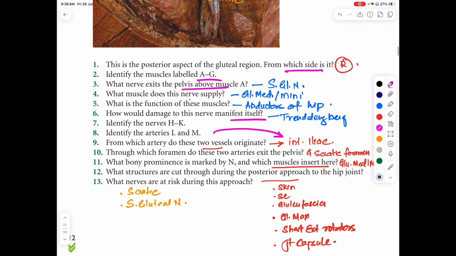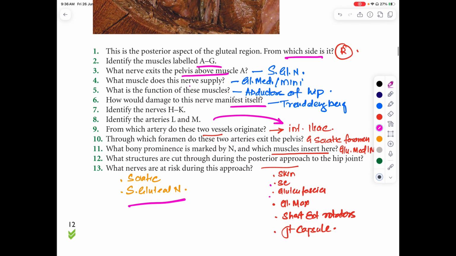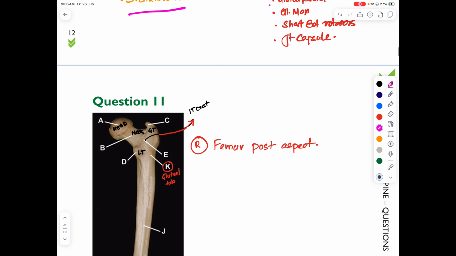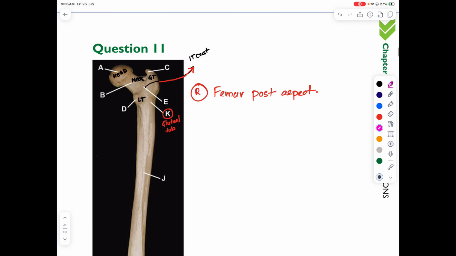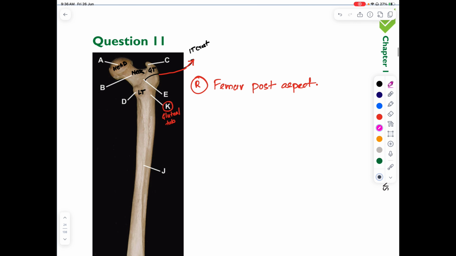The bony prominence marked is the greater trochanter. What structures are cut during the posterior approach to the hip joint? Skin, subcutaneous tissue, gluteal fascia, gluteus maximus, short external rotators, and joint capsule. What nerves are at risk? The sciatic nerve and the gluteal nerves. So this is another femur. Now when you see this ridge, it has to be the posterior aspect. So that is the main thing.